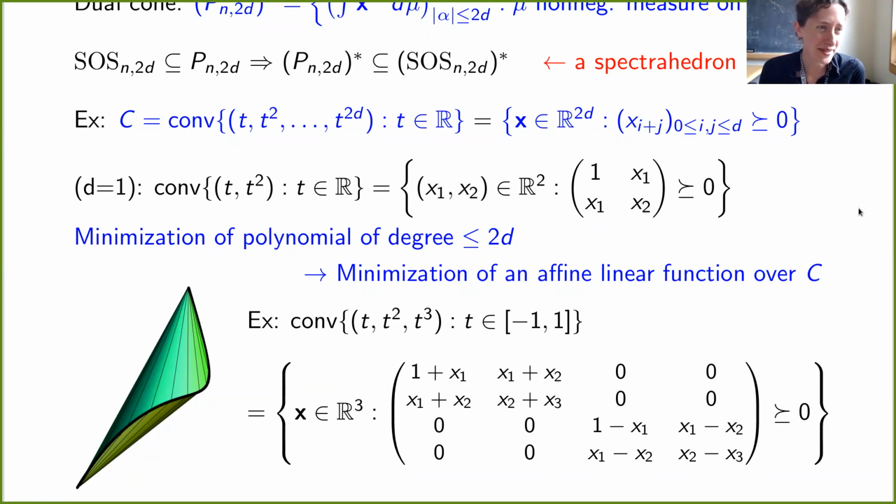For univariate polynomials, this does not seem like a good idea, but as you go higher, this gives you a good relaxation for your problem.